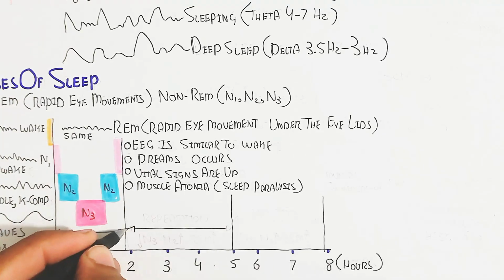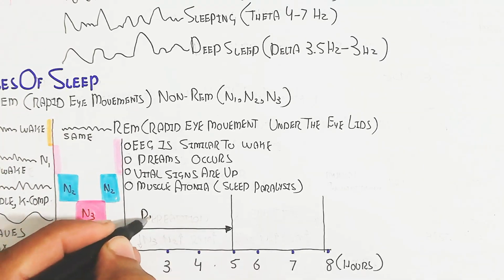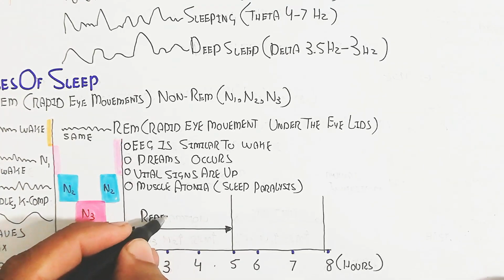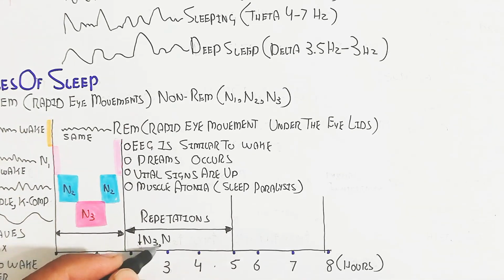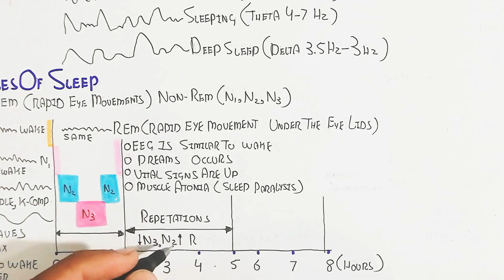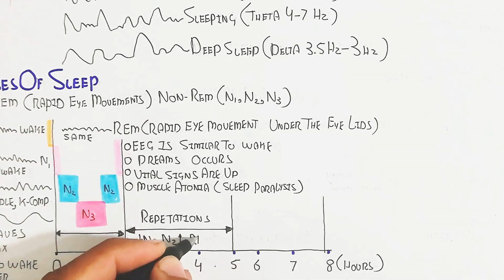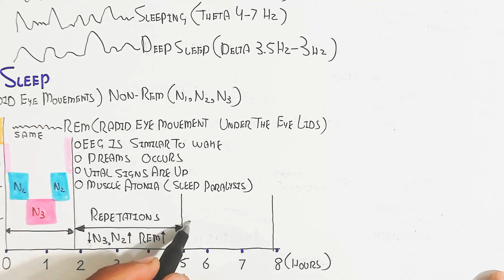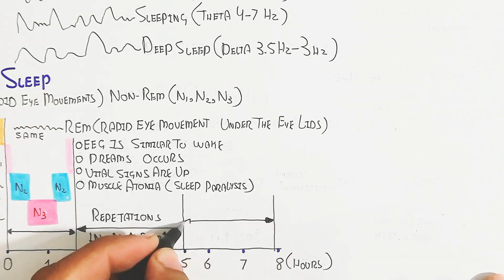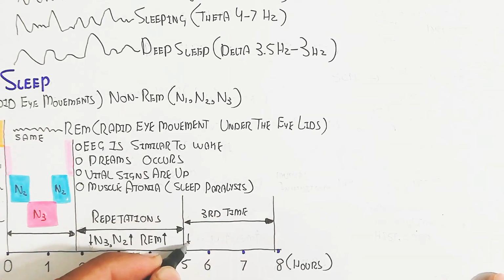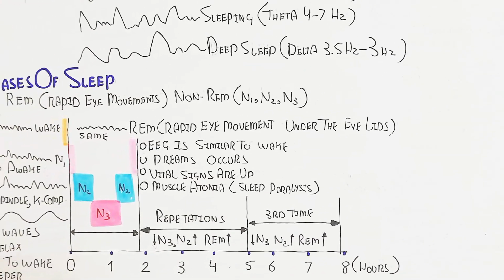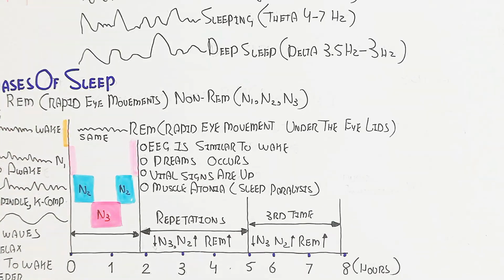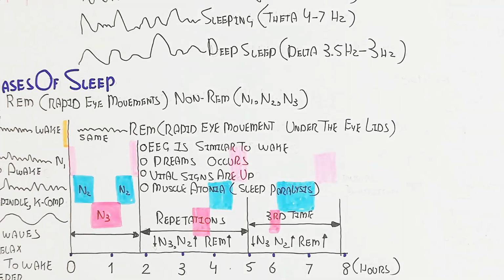N2, while the vital signs are up. So the repetition will occur in this way. In the next repetition, N3 will decrease, while N2 and REM will increase, and in the third one N2 and REM increase more, and in this way N3 will decrease. The deep sleep will decrease with the passage of time. So that is why we will ultimately awake.